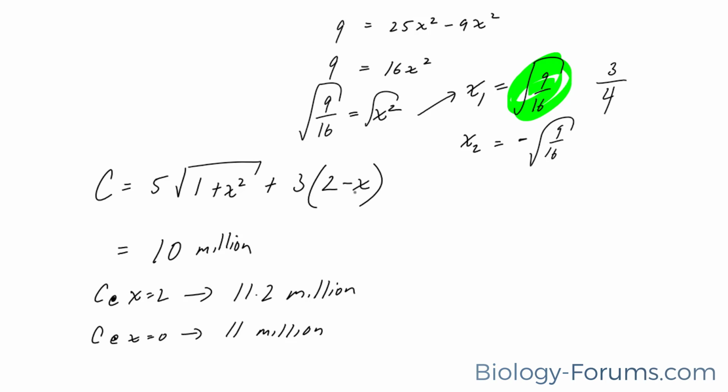So therefore, we know for sure that a distance of 3 over 4, which is 0.75 kilometers, is the distance that will minimize the cost for this factory.